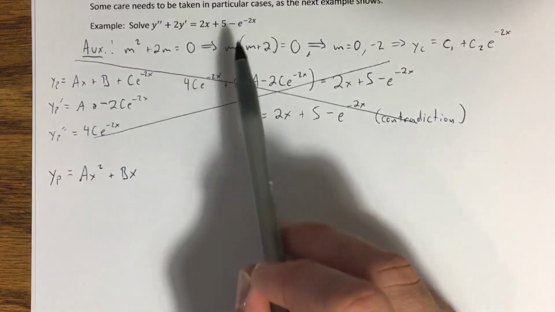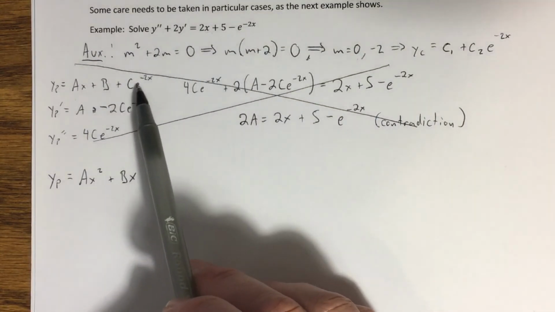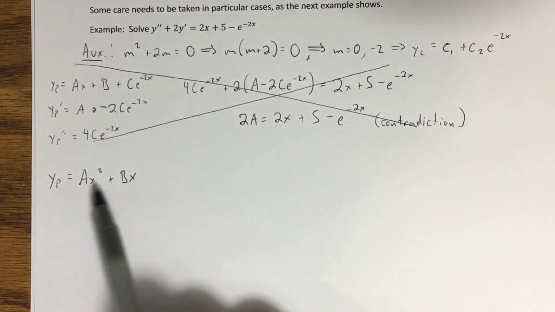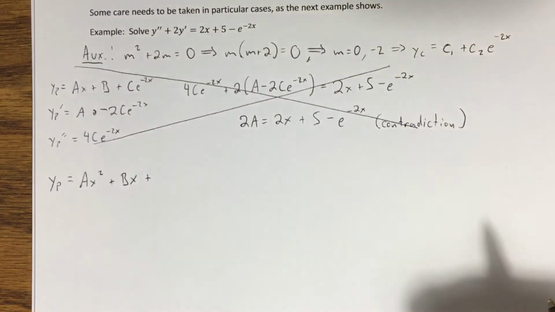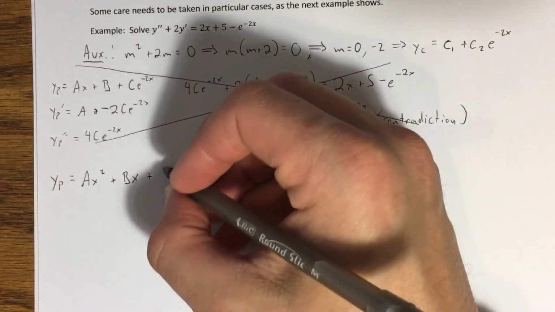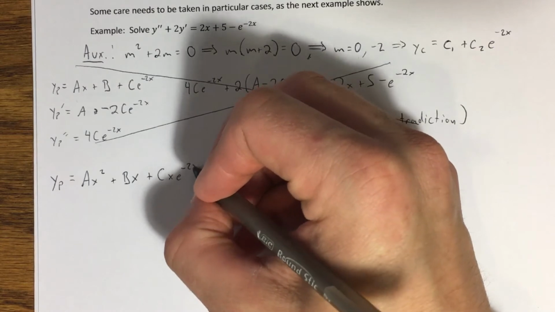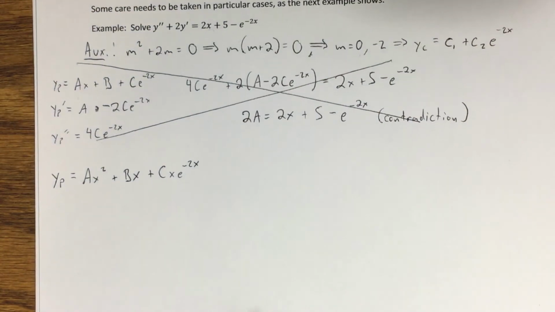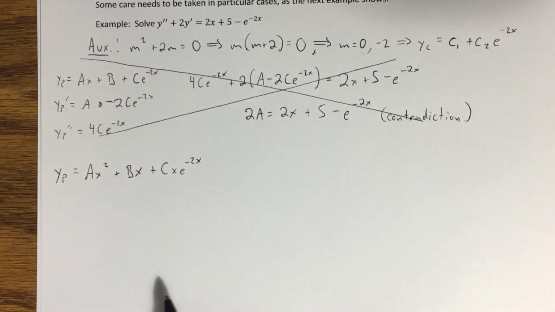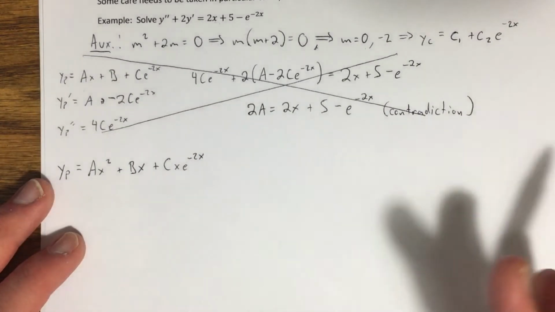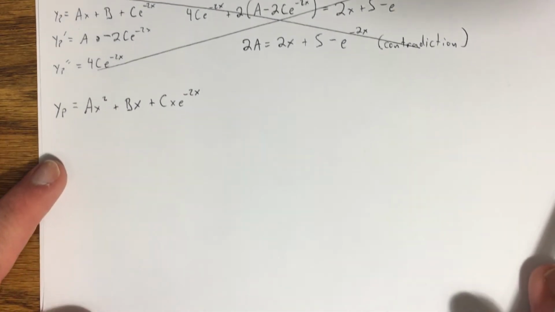Same thing with the exponential term also. Instead of saying plus ce to the negative 2x as one of my terms, I'm going to multiply that by x, kind of like what we do for reduction of order. And I'm going to say plus cx e to the negative 2x is the term I want to use. It turns out that by multiplying each of those expressions by x, we've resolved the issue that we ran into up here, and we'll be able to solve this thing now.